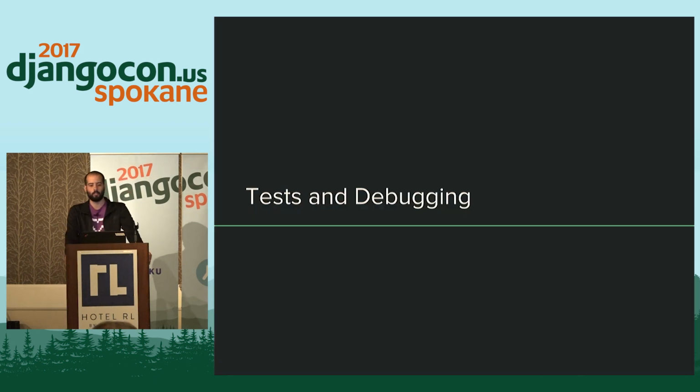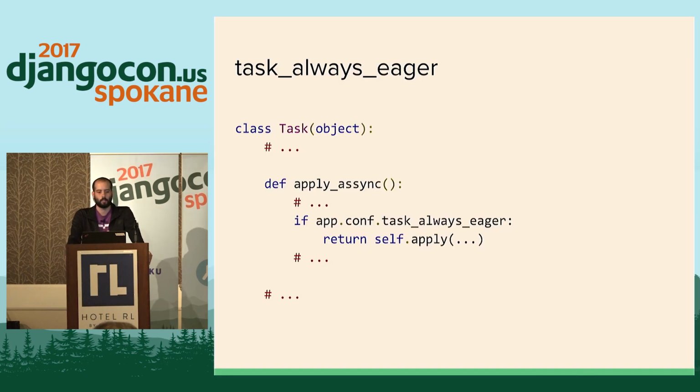Testing and debugging tasks can be harder than what we are used to in normal web applications. But there are a few things you can do to mitigate this. Task always eager is a setting that comes in very handy for testing and debugging. This code is from the Celery source. If you have the task always eager setting set to true, whenever you call delay or apply async, it will run the task synchronously instead of delegating it. This will simplify debugging in local environments and facilitate automated testing.